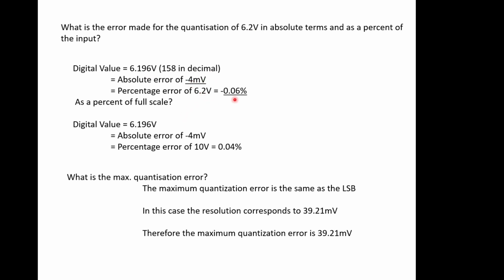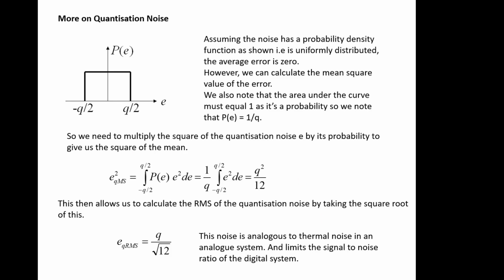Percentage error of 6.2 volts is easy enough to work out. 4 millivolts over 6.2 is 0.06%. And as a percentage of full scale, we know the full scale was 10 volts. We know the error is 4 millivolts, so we can work out the error as being 0.04%. And what is the max quantization error? Max quantization error is the same as the LSB, which is 39.21, or if you looked at my earlier calculations, 39.22 millivolts. At some point you've just got to accept there's going to be a slight difference somewhere. There's always differences.